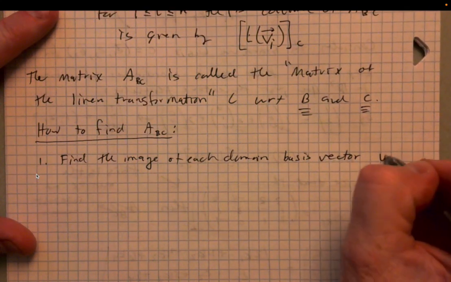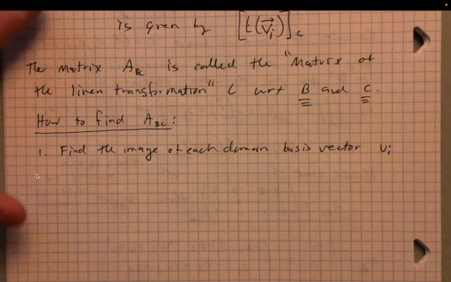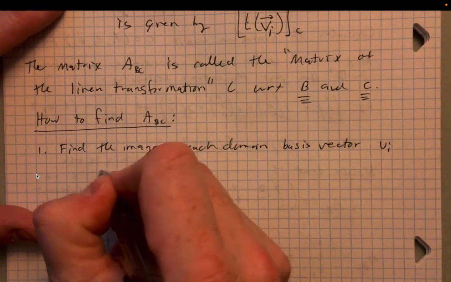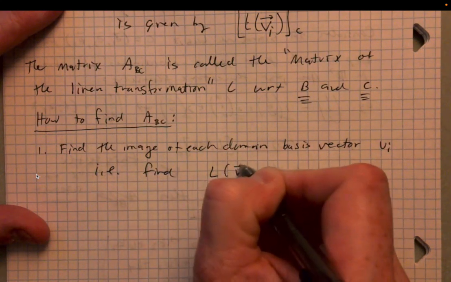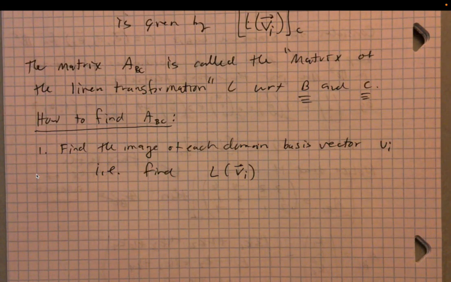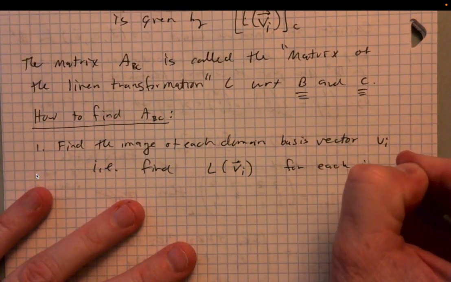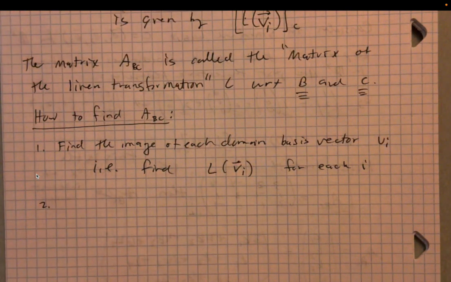Domain basis vector vi. Okay, and all that basically means is apply the linear transformation to each basis vector in the domain. So i.e. find L of vi for each i. Okay. That's the first thing. So you'll basically transform each of your basis vectors under L. Okay, each of your domain basis vectors.